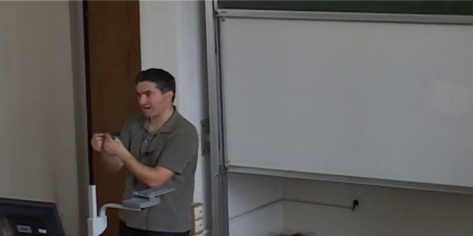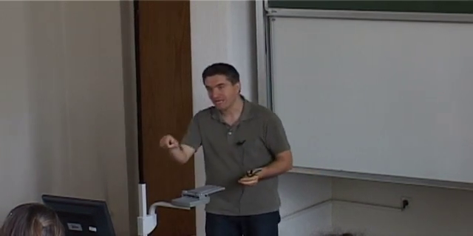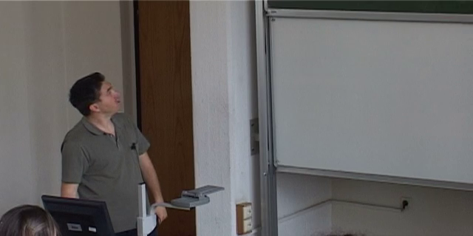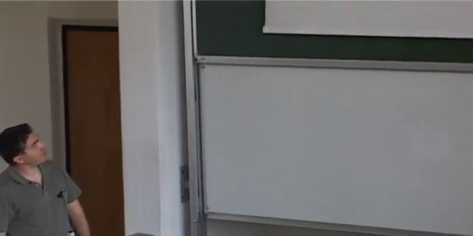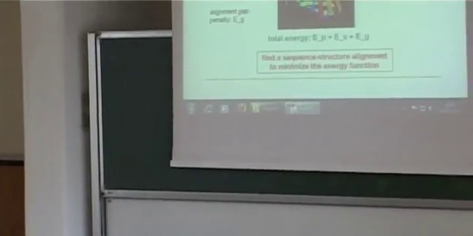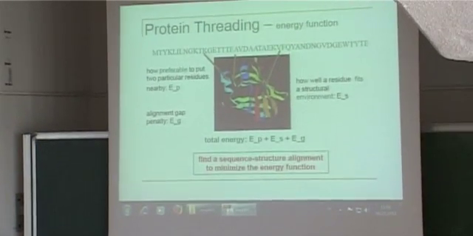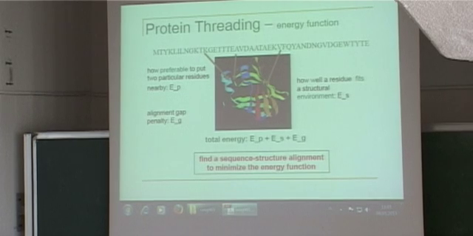In addition to pairwise interactions, we can ask global questions. Does this amino acid want to be buried inside the molecule, or want to be outside? So this is ES, the energy term for how well a residue fits the structural environment. Does it want to be on the surface, or buried inside the core? So this is the energy term ES. And EP is the pairwise interaction between amino acids.